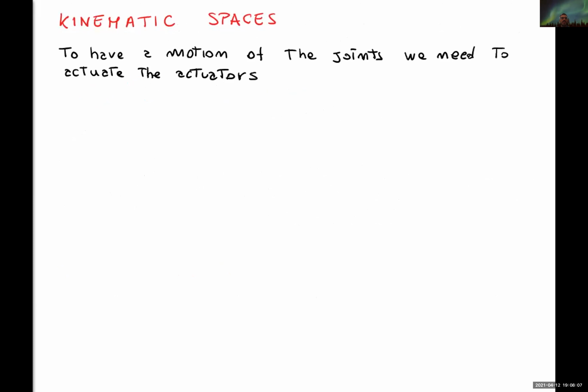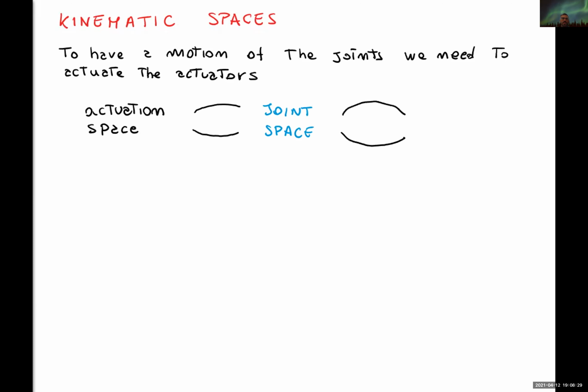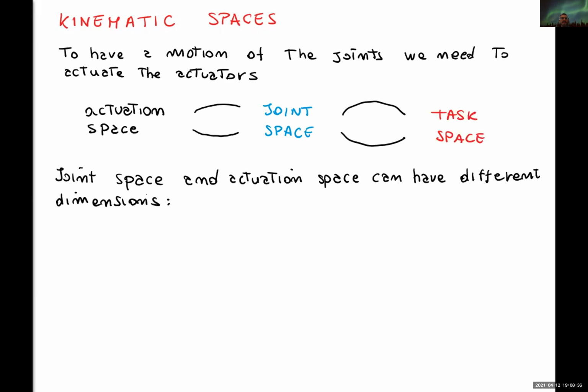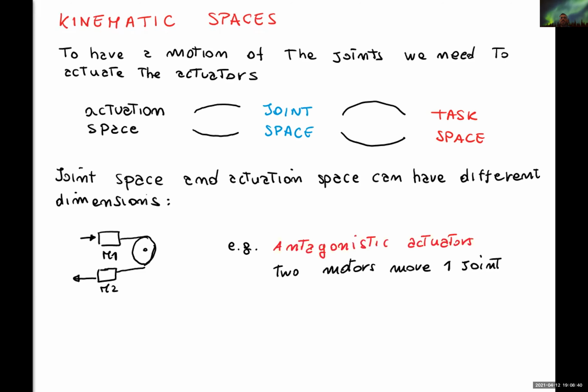So in the kinematics, we have different spaces. To have a motion of the joints, we need to actuate the actuators. We saw that we have a relationship between joints and actuators, and usually this relationship is one-to-one. We can see an example where it is not. And so we have the actuation space, the joint space, and the task space. The joint space and the actuation space can have different dimensions. For example, in this case, you use two motors that work in an antagonistic way, but both of them actuate on the joint variable. So think about this as one joint. We have two motors to move one joint.